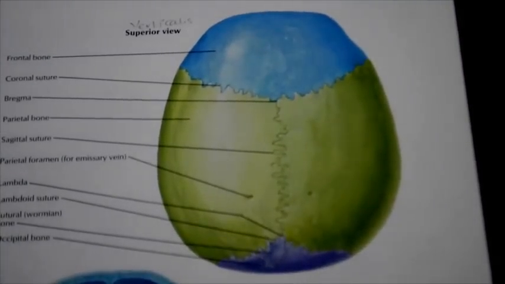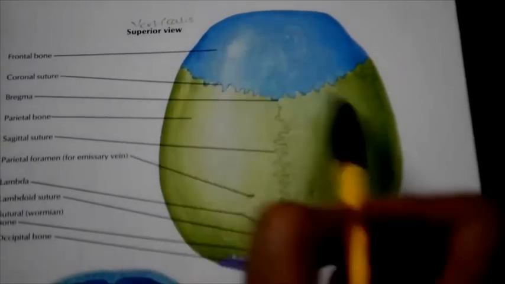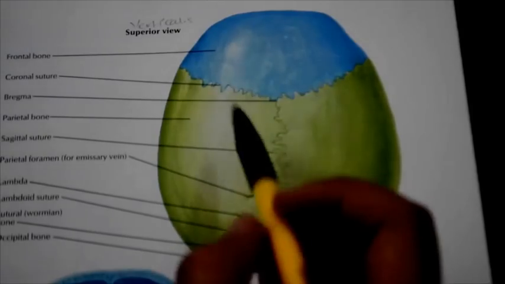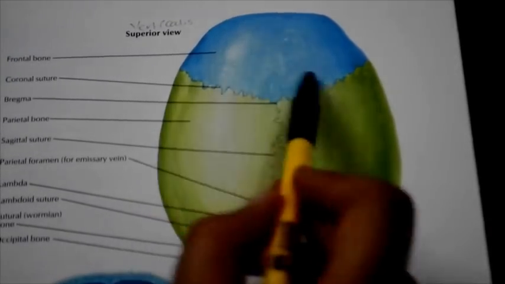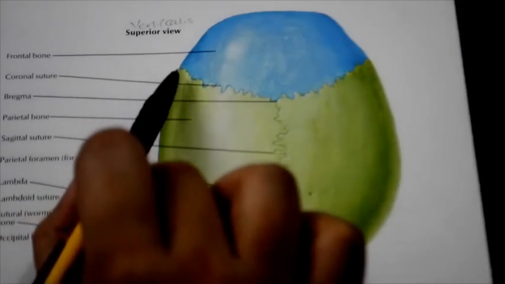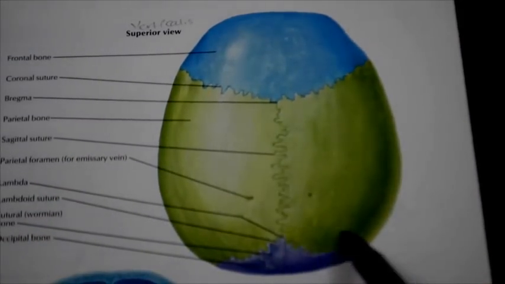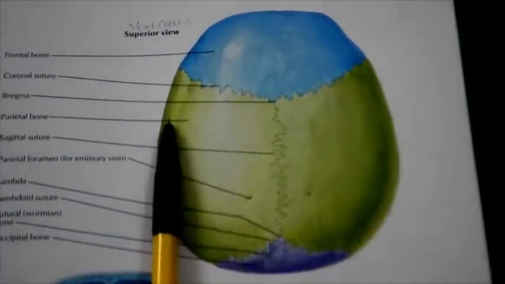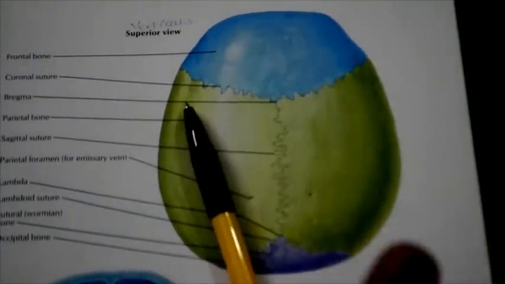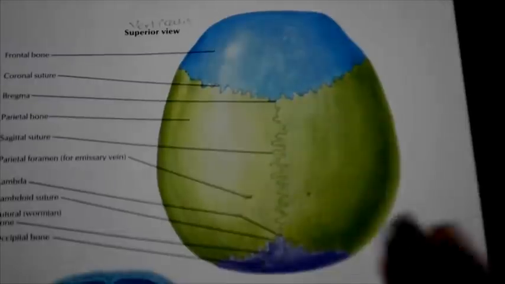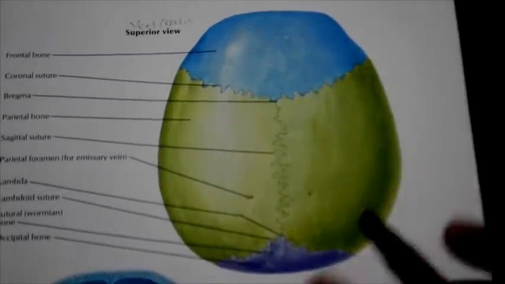There's a lot of brightness. Okay, so this is the superior view of the skull. This is the anterior side and this is the posterior side. So you can see this part. The blue one is the frontal bone. Now this one is the parietal bone. One parietal bone and the other parietal bone, the right parietal bone and the left parietal bone. And this one that you can see is the occipital bone. From the posterior view you'll be able to see it properly.